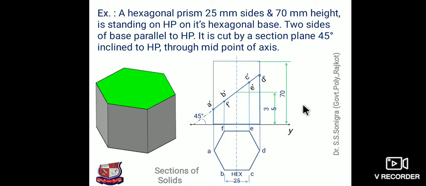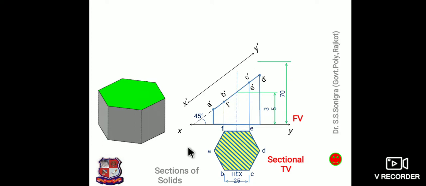Now what to do? We have to draw its true shape as well as the sectional front view and sectional top view. The sectional front view will not be there. So if we cut this hexagonal prism like this, the total hexagon will be cut. So this is the sectional top view. Draw section lines in the top view. So this is the sectional top view, and this is the front view. Now how to draw its true shape?